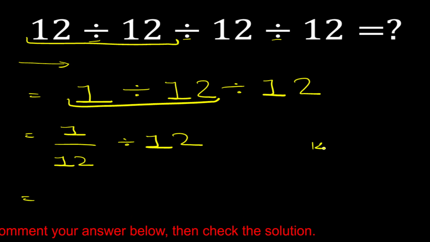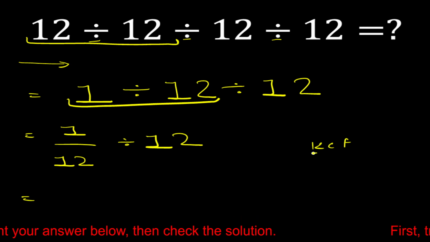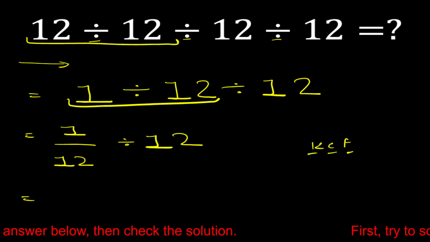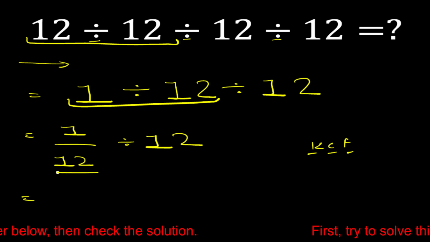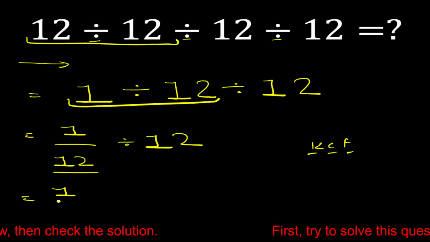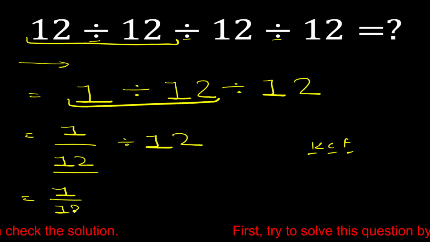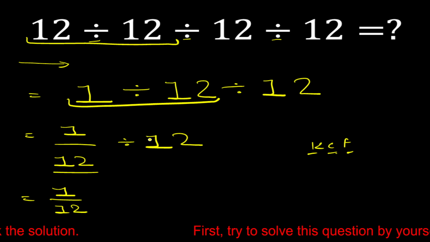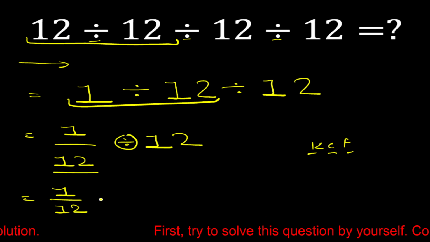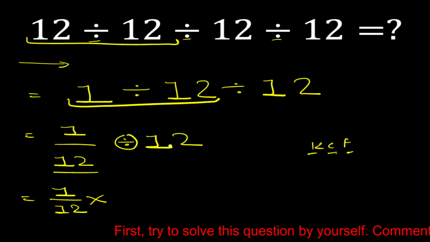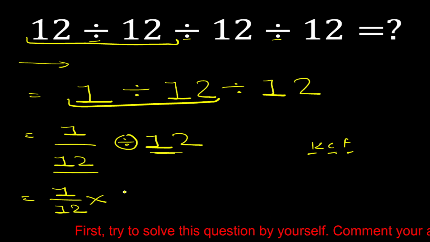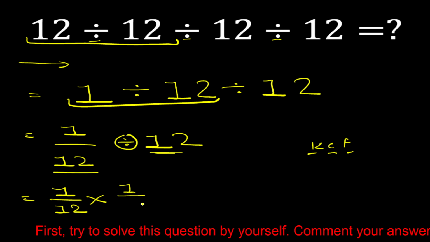Now according to the KCF rule, K means keep, C means change, F means flip. So keep this 1 by 12 as it is the same. C means change the sign from division to multiplication. And flip means flip this last 12, which is equal to 1 by 12.